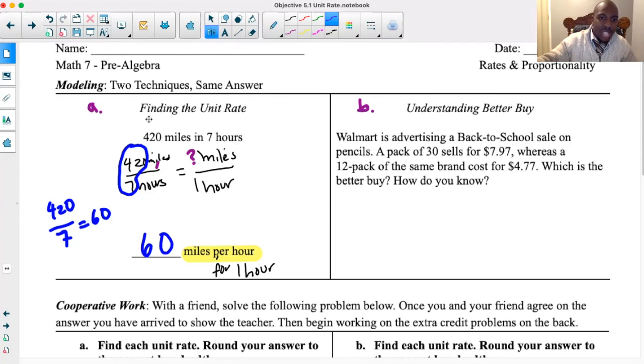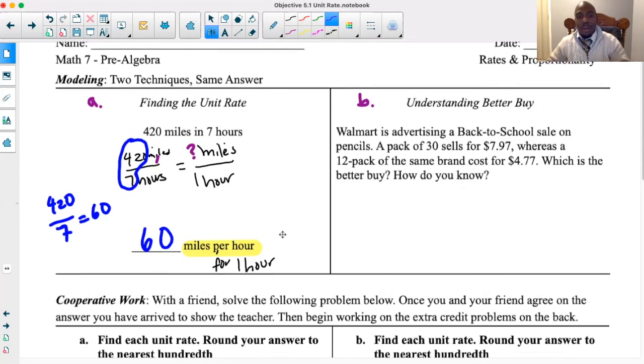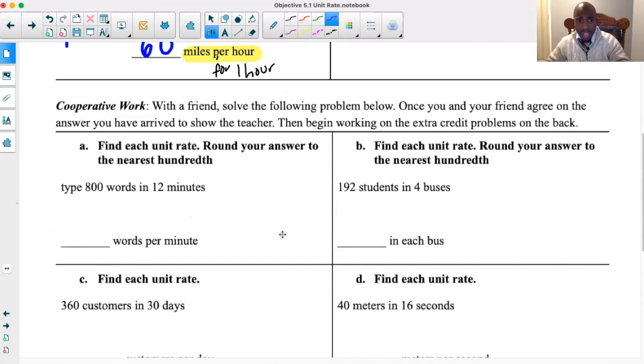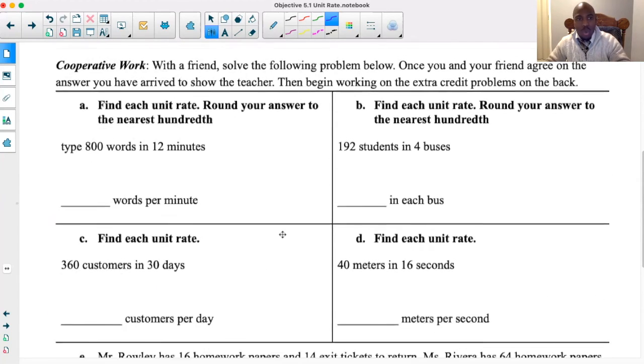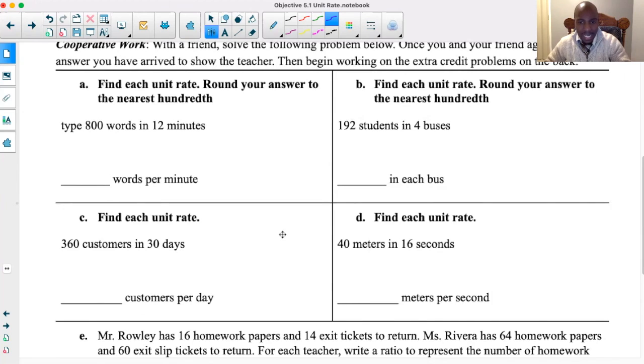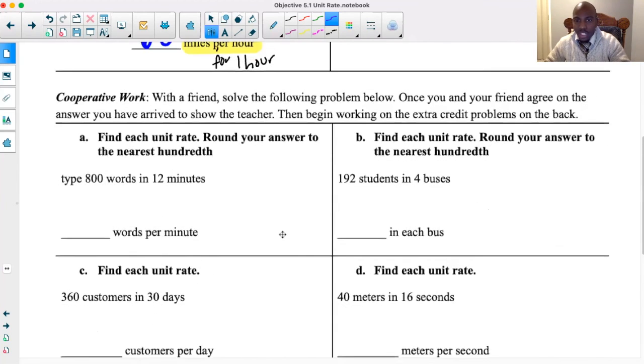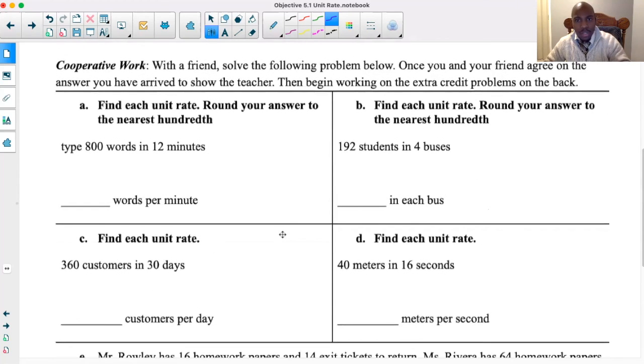And you say, okay, take my miles in the actual problem, put it over the amount of hours that's there, divide them, and your answer will be telling you what it looks like in miles per hour. Okay? Now, if you want to take a second to practice that, what I recommend you do is take a moment to jump down to this cooperative work and work on A through D. C is a little bit of additional work there, but try to do A through D to slowly figure out what this is.